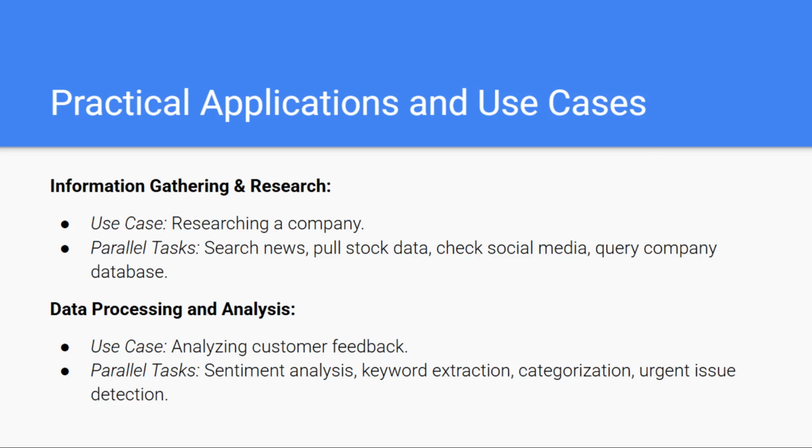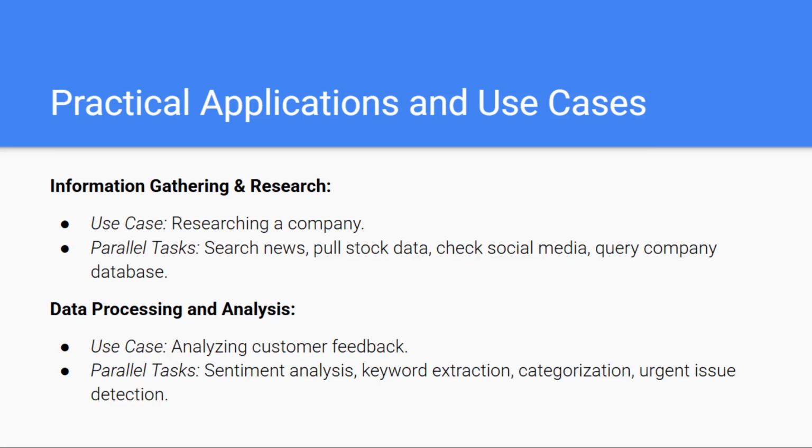The second is data processing and analysis. Parallelization is also a game changer when performing multiple complex or multifaceted analyses on a single dataset, such as large volumes of customer feedback. Consider a use case analyzing customer feedback. A sequential approach would run one analysis after another. A parallel agent is far more efficient, executing several types of analysis at once.